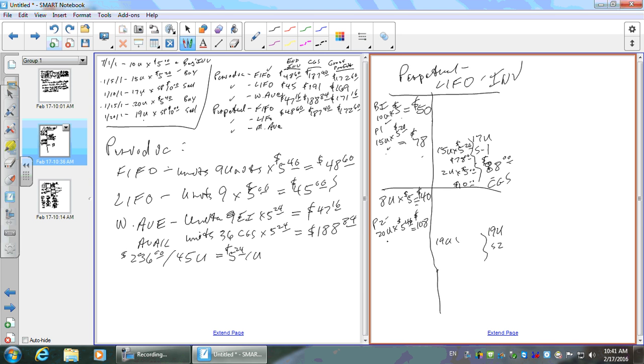19 units times 5.40. How much is that? 102.60? Debit cost of goods sold, credit merchandise inventory. What's left in merchandise inventory now? Let's see. 40 plus 108 less 102.60. What do you get? How much is that? It's 45.40 at this point.